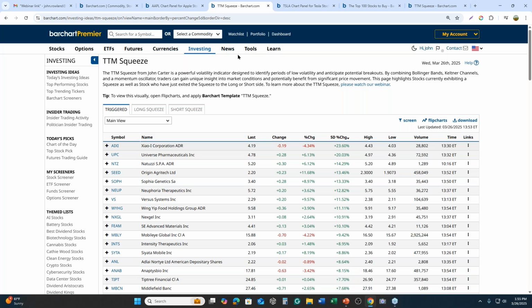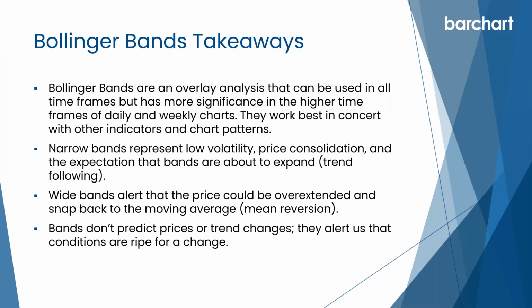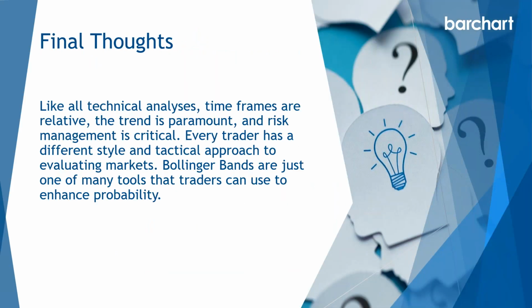All right, so we have one more takeaway, and one final thought. Like all technical analysis, timeframes are relative, and trend is paramount. Remember, when we're doing mean reversion trades with Bollinger Bands, we are fighting the trend. Ideally, we want to find those lower time frame mean reversions that are actually with our higher primary trend. That would be ideal.